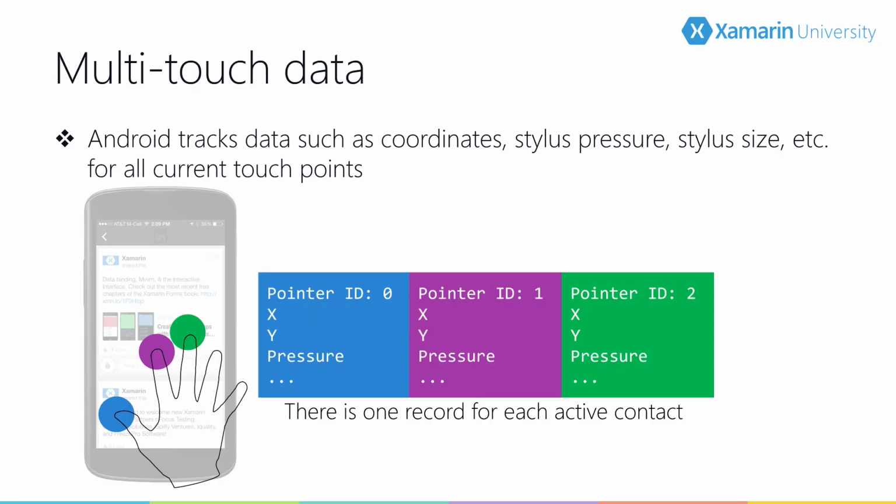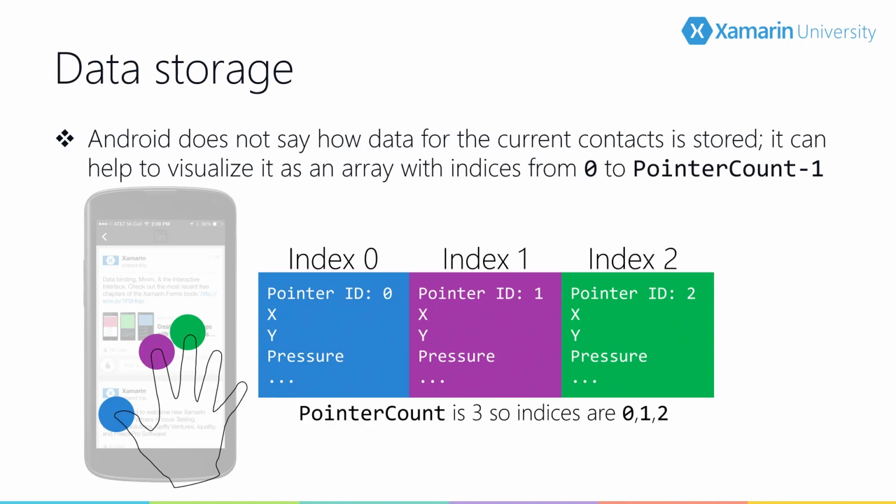Android maintains information for each finger currently in contact with the screen. For each finger, it tracks the pointer ID, the x and y coordinates, the stylus pressure, etc. You can think of the records as if they're stored in an array. Technically, Android makes no claims about the data structure that it uses internally. However, it behaves as if it is an array, so that's the way we're going to talk about it here. The collection is 0-based, so the valid indices are 0 through pointer count minus 1.